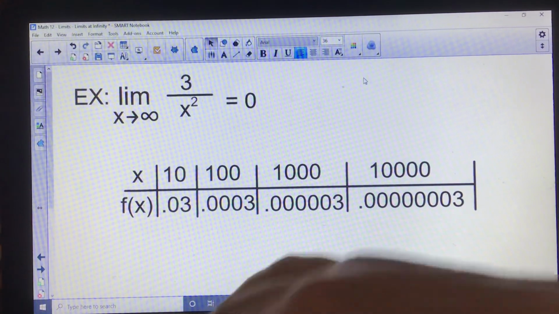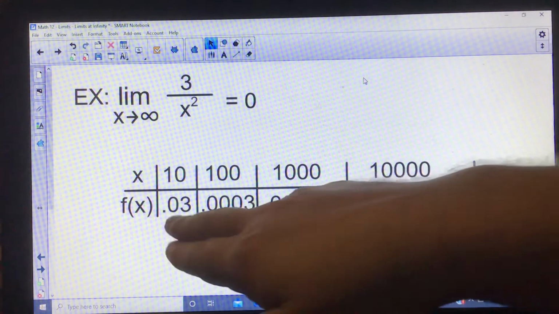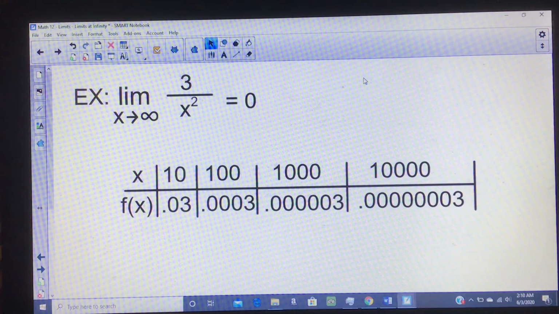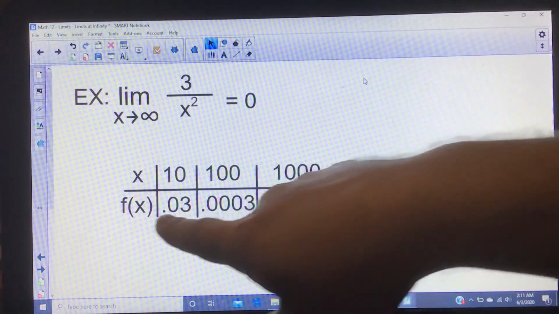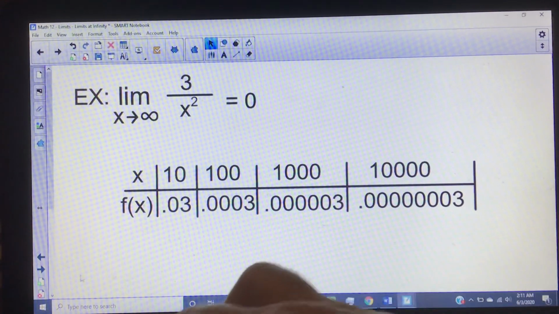So what is this value? Well, the limit is 0, because basically it looks like these y values are going to 0. So as this function goes to infinity, we actually do get a value for y. The y's go towards 0. Look at a couple others.